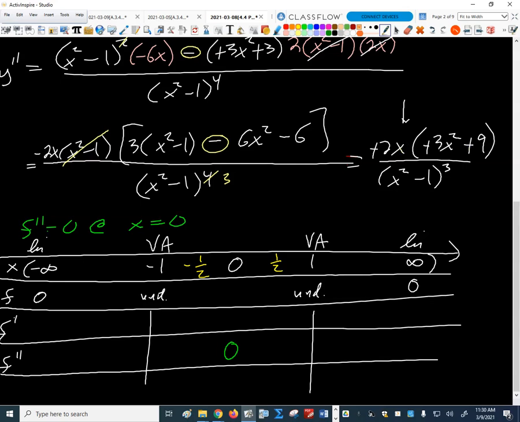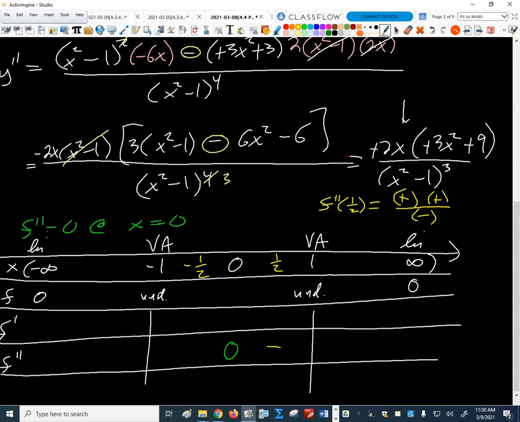Let's do it this way, f double prime of 1/2 equals, on the top we're going to get positive times positive, divided by 1/2 squared is 1/4 minus 1. That's negative cubed, which is negative, right? So positive over negative gives us negative. We get a negative second derivative there.